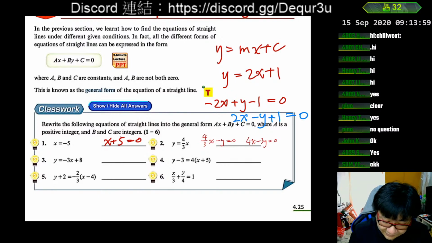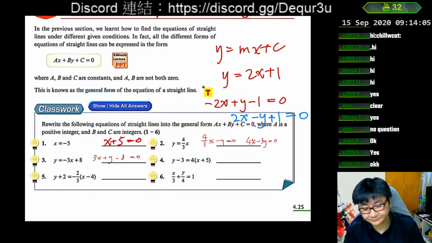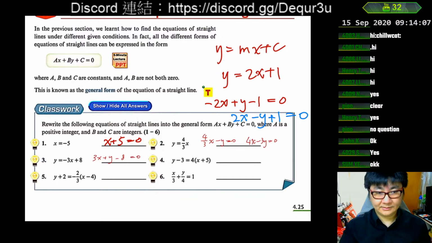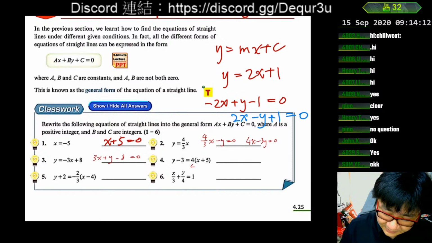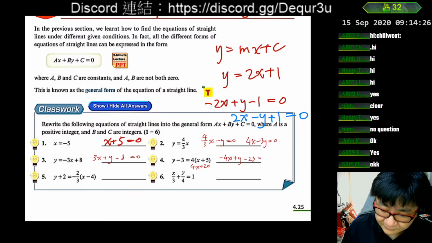And while the third one, just move the terms to the left hand side, then we have 3x plus y minus 8 equal to 0. It is already in general form. The fourth one, we expand the bracket first. It becomes 4x plus 20, and then move the terms. I try to move it all to the left hand side, then negative 4x plus y, and then minus 20. Therefore minus 3 minus 20, so minus 23 equal to 0.